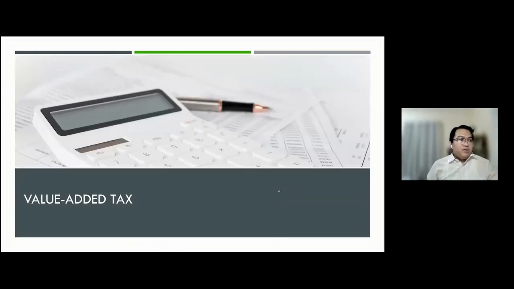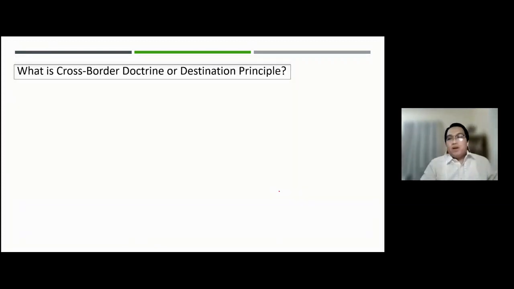Let's go to value added tax. Now, baka tanungin lang tayo ng simple question. What do you mean by cross-border doctrine or destination principle? Okay? It means what? Goods destined to be consumed here in the Philippines are subject to value added tax. When goods are destined to be consumed here, dito sa Pilipinas, i-consume. Dito sa Pilipinas, gagamitin. That is subject to VAT. Okay? Subject to VAT.